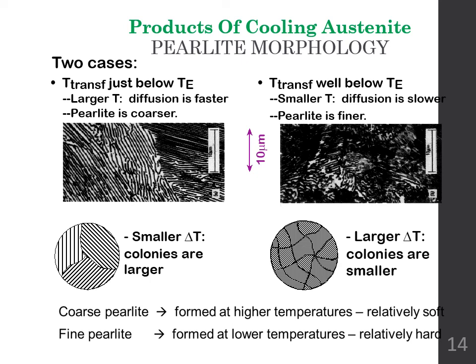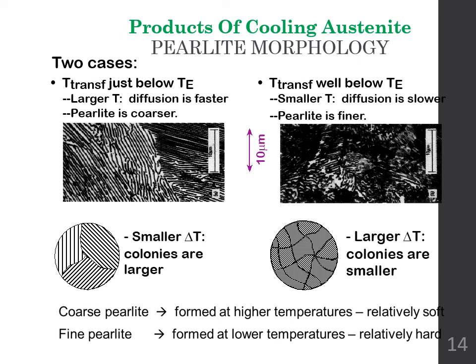There are two types of pearlite that can be produced. The first one is coarse pearlite and the second one is fine pearlite. Coarse pearlite is produced at a temperature just below the eutectoid temperature. At the higher temperature, it diffuses faster, so the pearlite produced is coarser. Generally, smaller temperature variation will produce large colonies of pearlite.